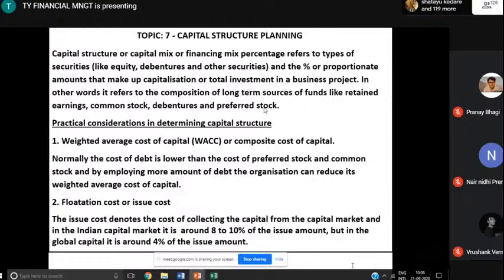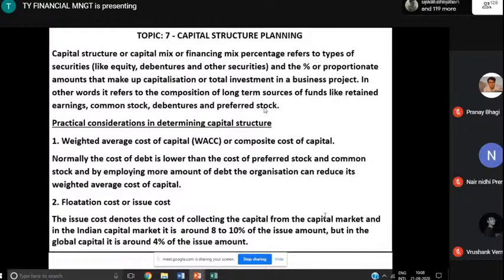What is the word meaning of structure? Structure का मतलब बोलो. I'll give you the hint. First year and second year you have studied about sales mix percentage. Do you remember the topic?